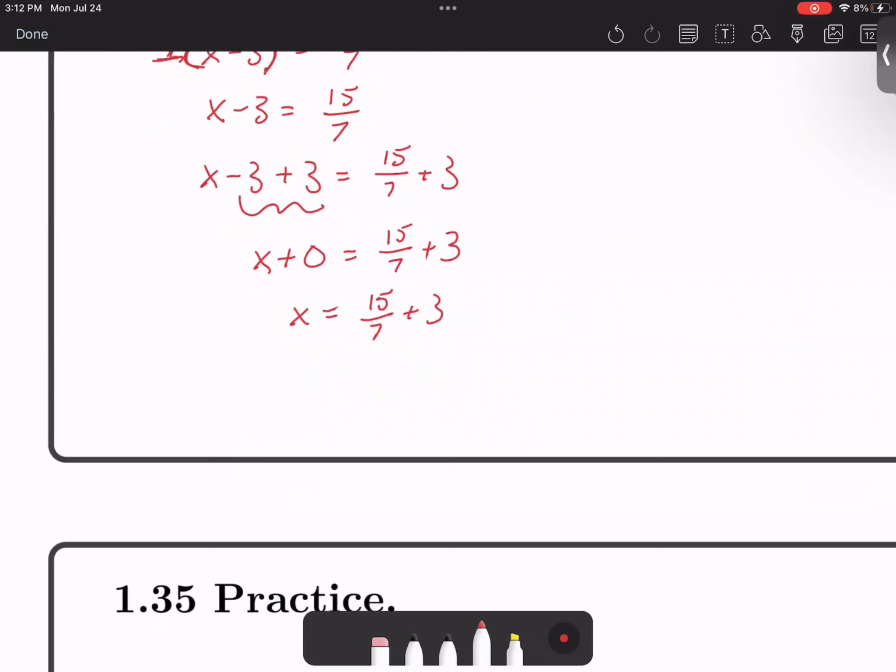And now I think I'm ready to deal with that right-hand side. So I need a common denominator. The common denominator I'm going to choose is 21, because that's a multiple of 7 and 3. I can write 15 over 7 as something over 21 by multiplying top and bottom by 3. That'll be 45. And I can write 3 as something over 21. What's 3 times 21? 63. So now that I have a common denominator, 45 plus 63 is 108.